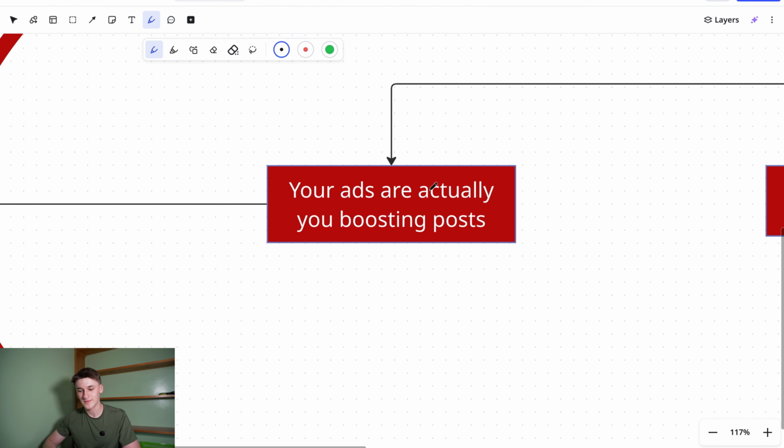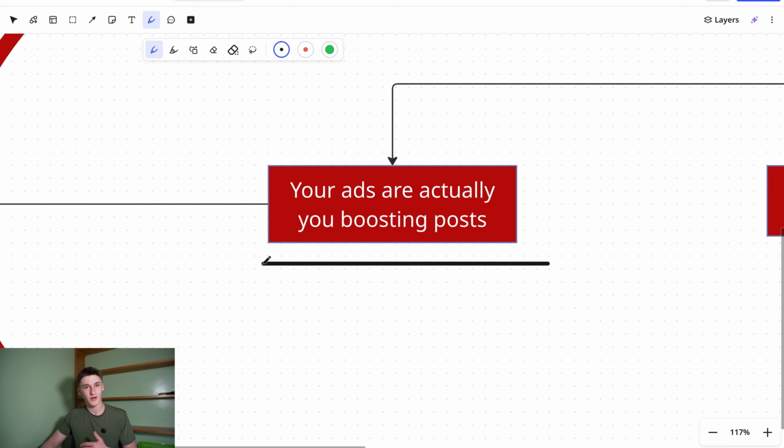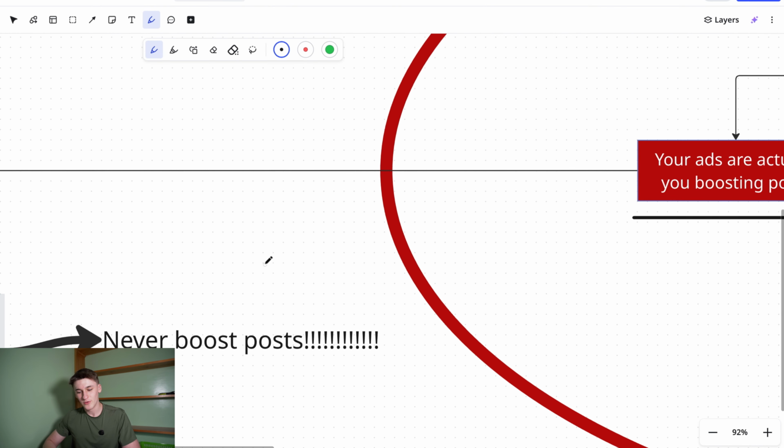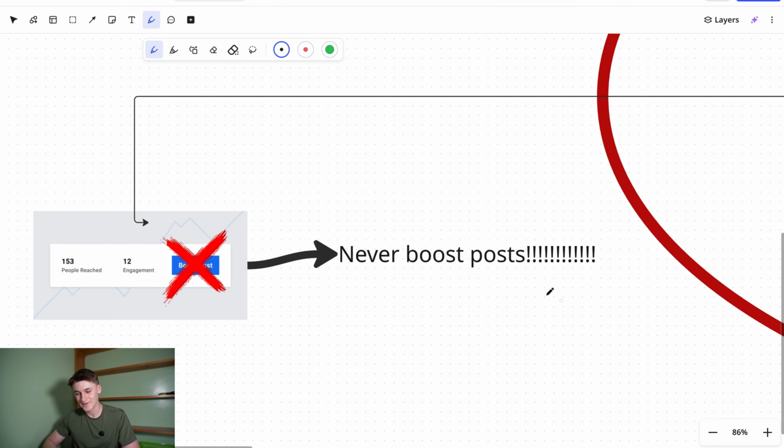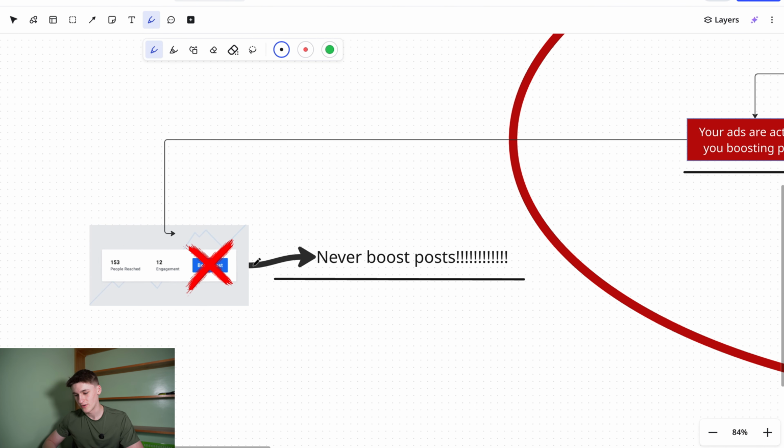The second reason is that your ads are just you boosting posts. Now, I've put a note to the side here saying that you should never boost posts, and honestly, it's really important that you don't just post something and then think, we'll try and get a bit more reach on this, and just boost the post. More about why that's wrong later, but that is a reason why things are going wrong.